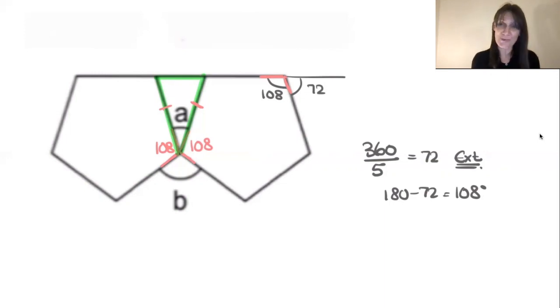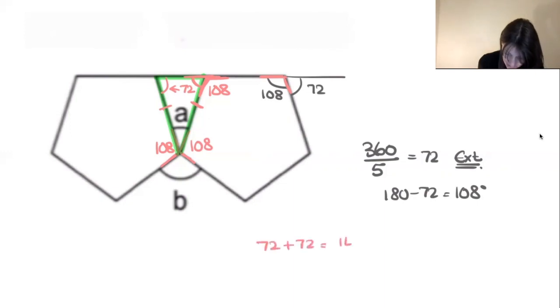So why is that useful? It's useful because I know that this angle here is 108. It's the inside angle of my pentagon, which means this angle here must be 72. And if that one's 72, that one is 72 as well. So now I've got 72 plus 72, which is 144. 180 take away the 144 is 36. So A is equal to 36 degrees.